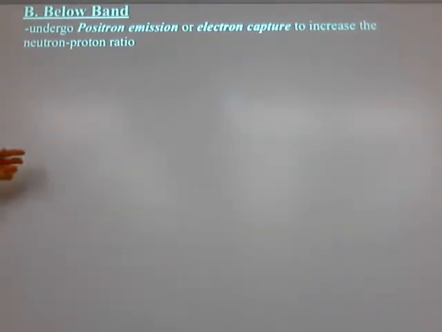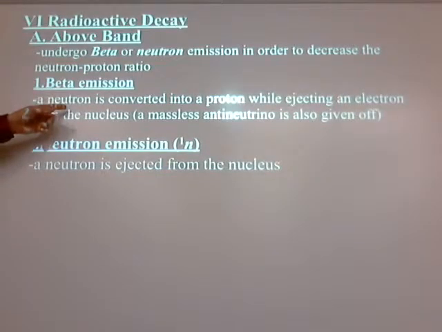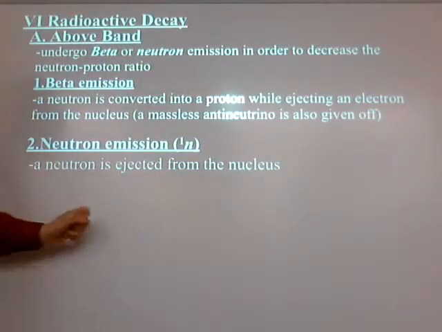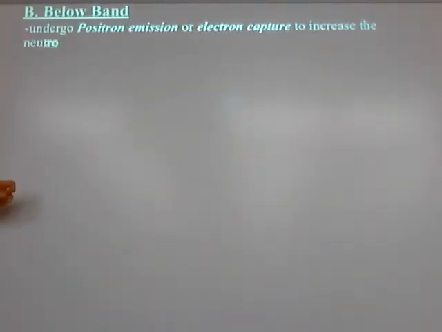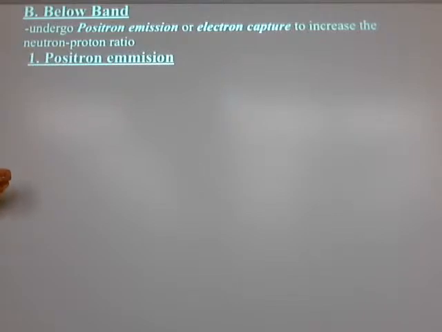All right, let's talk about the first one, positron emission. Let's see what's going on here. If you were to look back at the previous one, beta emission, a neutron was converted into a proton. Well, in positron emission, guess what happens? Can you make a guess at it?